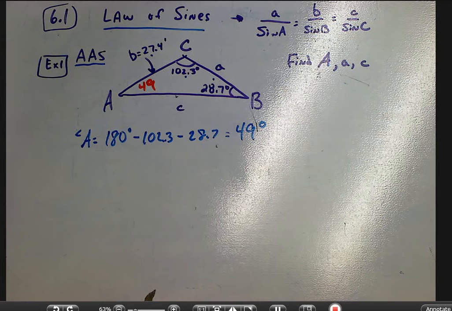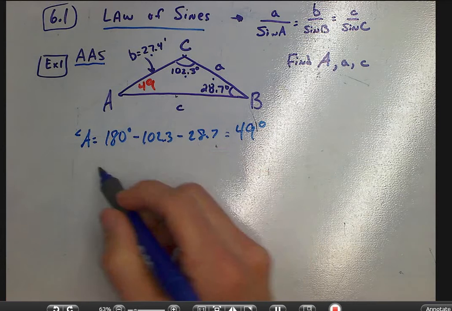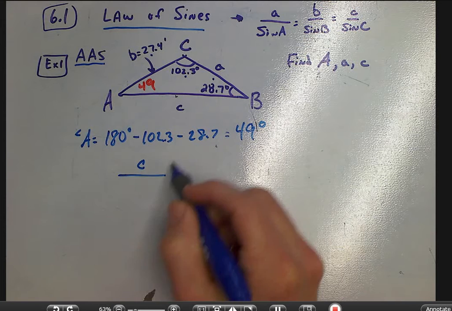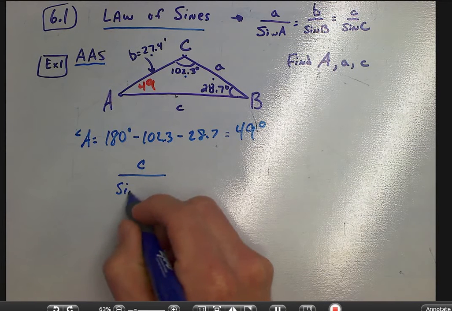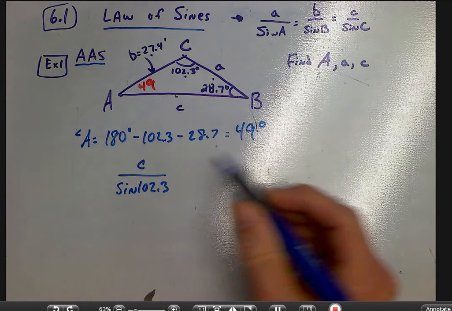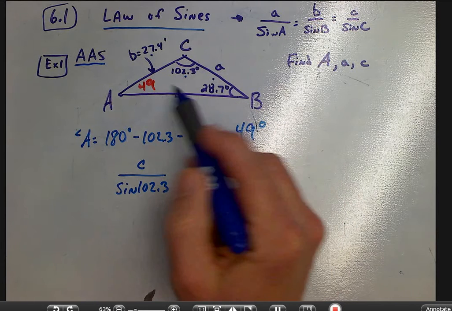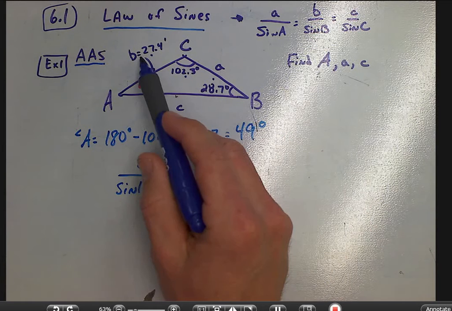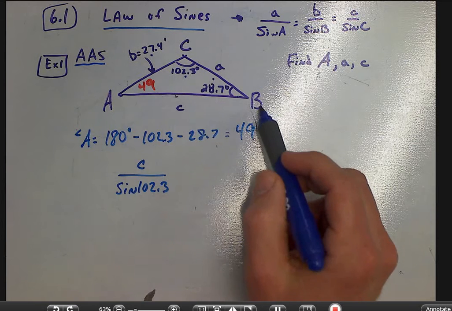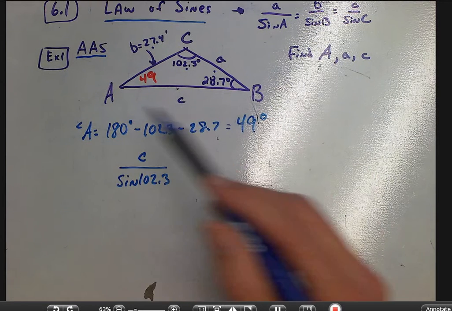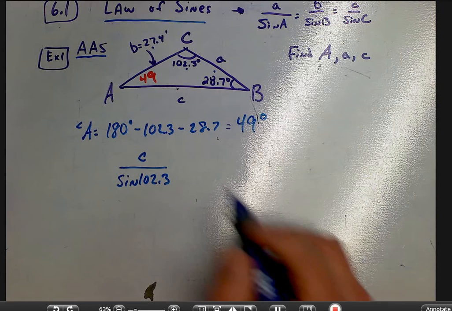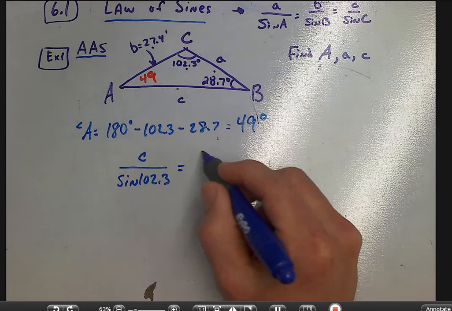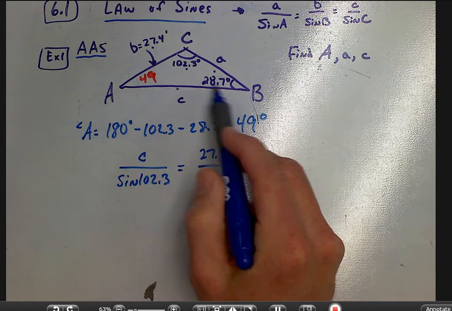Okay. Now let's work on side C. Well, side C is good, so I take side C, put it over the sine of 102.3. Notice that opposite angle C is side C, opposite angle A is side A, opposite angle B is side B. Notice that angles are all caps and the sides are all lowercase. So C over the sine of 102.3, I'm given side B, which is 27.4, and so I have to use the sine of 28.7 degrees.